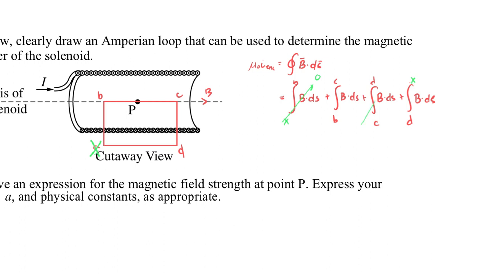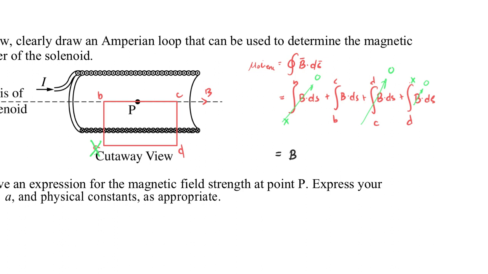B to C, C to D, yeah, for the same reasons. D to X is knocked out because the magnetic field is 0, which leaves us with just one of them, which is the integral of B dot ds.